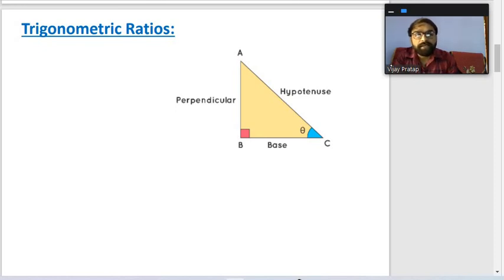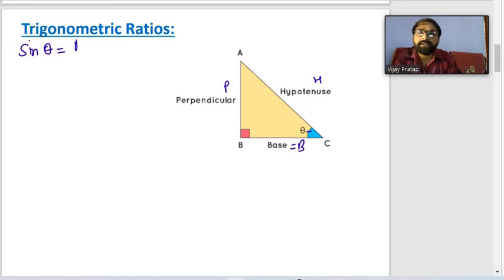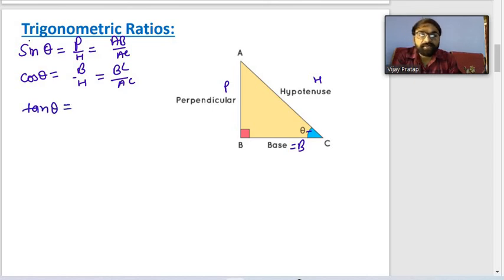Here is a triangle ABC and theta is an angle. BC is the base, AB is the perpendicular, and AC is the hypotenuse. First, AB upon AC means sine theta, since from the definition of sine it is the ratio of perpendicular to the hypotenuse. Cos theta is base upon hypotenuse, equal to BC upon AC. From the definition of tangent, tan theta is the ratio of perpendicular to the base, that is AB upon BC.